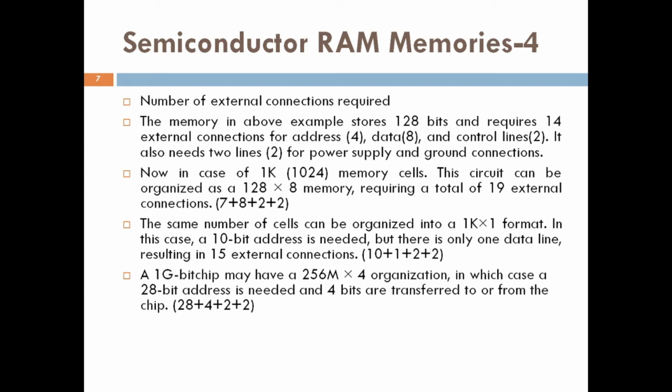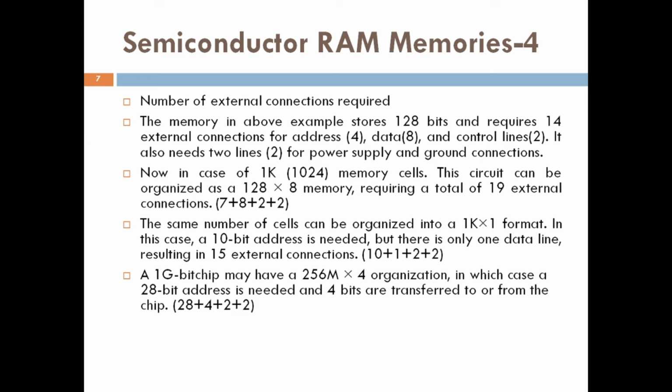This circuit can be organized as 128 by 8, that is a 128 by 8 memory, which will require a total of 19 external connections. Alternatively, the same number of cells can be organized into a 1K by 1 format. So in this case, a 10-bit address is needed, but there is only one data line, which results in 15 external connections. The next figure will show such an organization.